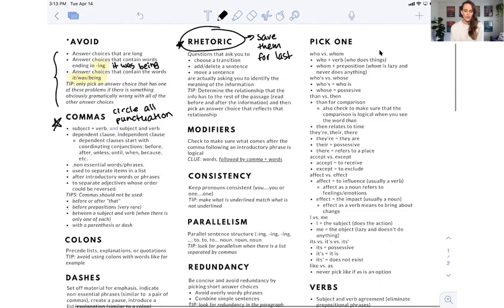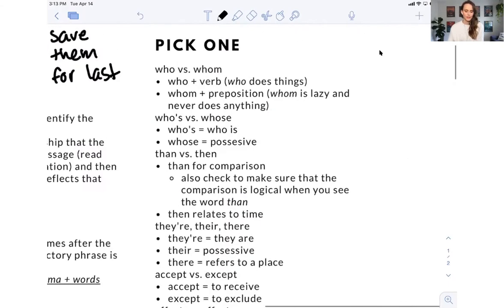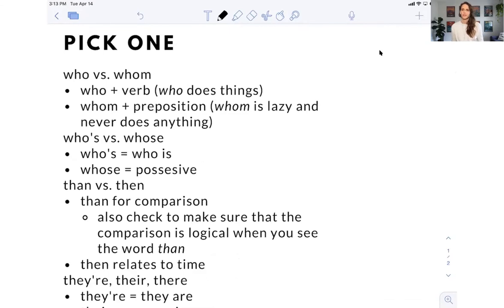Picking one. So here we have a couple of word pairs that can be pretty confusing for students. First up, who versus whom. So I like to teach students that who is the active one, who does things. So you're usually going to see who plus a verb. So who baked the cake, right? Who is responsible for doing something here? Who is baking a cake?